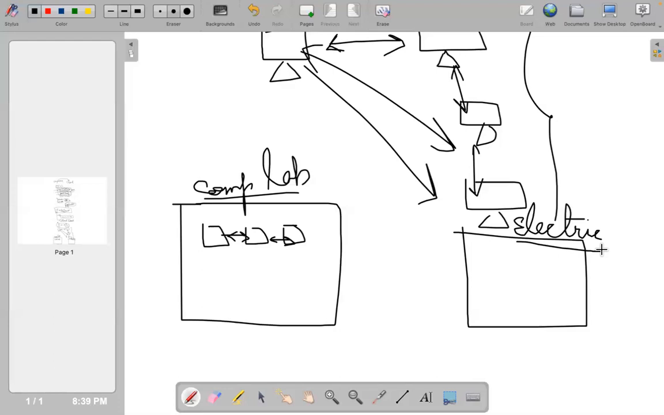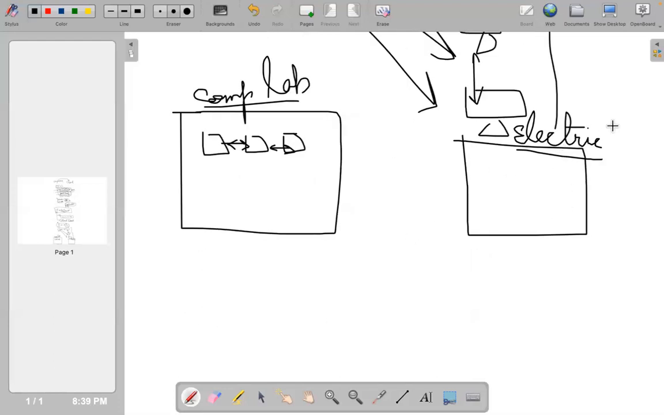Okay, fine, that is okay. So what I wanted to make you understand here is, suppose you have an electrical department lab. They will also have computers. Suppose this is one computer, two.